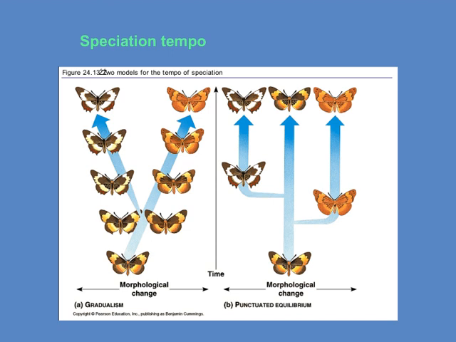This concept ties into the broader theme of evolutionary processes, showing us that speciation isn't a uniform process. It varies depending on ecological, genetic, and geographic factors. Recognizing these differences in tempo allows us to better understand the dynamics of biodiversity and how ecosystems evolve over time.